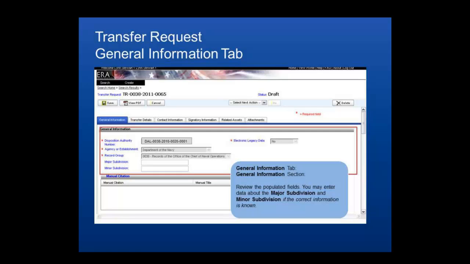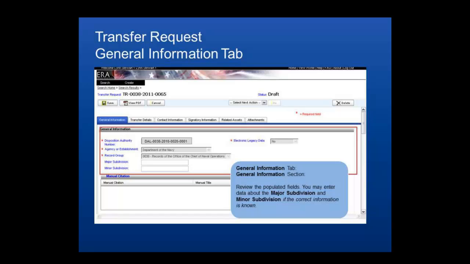And again, that will appear on the initial tab, the front tab, the general information tab, and we'll look at that in just a second. When we create these for you, you will notice that the agency or establishment will already be there for you. The record group and its number and name will already be there for you. You will notice that something over on the right-hand side, electronic legacy data, does not apply to anything that we're doing in the annual move, so that will always be no and it will always be grayed out.